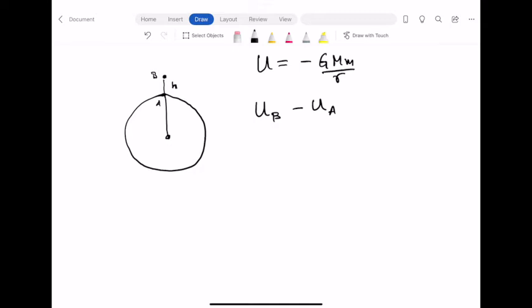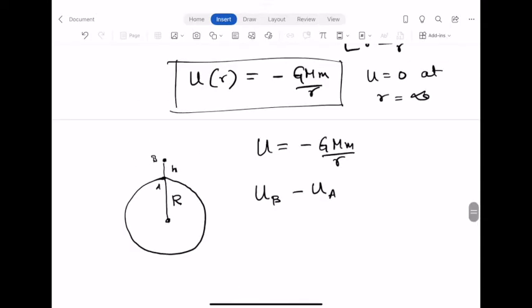And so B is at a distance of r plus h, and A is at a distance of r, which is the radius of the Earth. So you can try this on your own and see if you can figure it out yourself. Feel free to pause the video and work this out on your own.